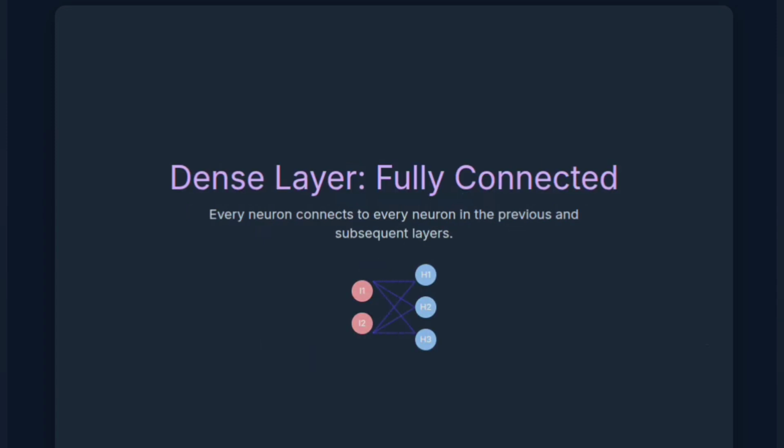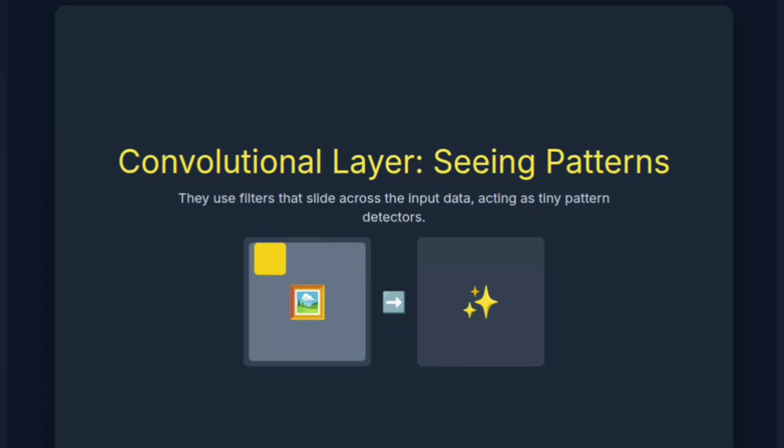Let's explore specific types of hidden layers, starting with dense or fully connected layers. In a dense layer, every single neuron connects to every neuron in the previous and subsequent layers. It's like having a conversation where everyone talks to everyone else. These layers are incredibly versatile and form the backbone of many neural networks. They perform that weighted sum and activation function we discussed, allowing the network to learn complex representations from the input data.